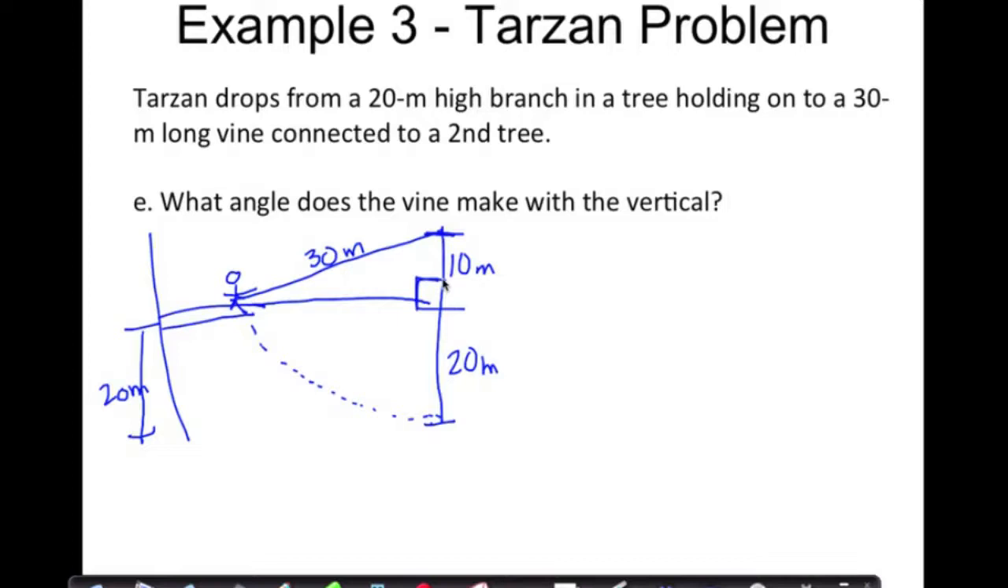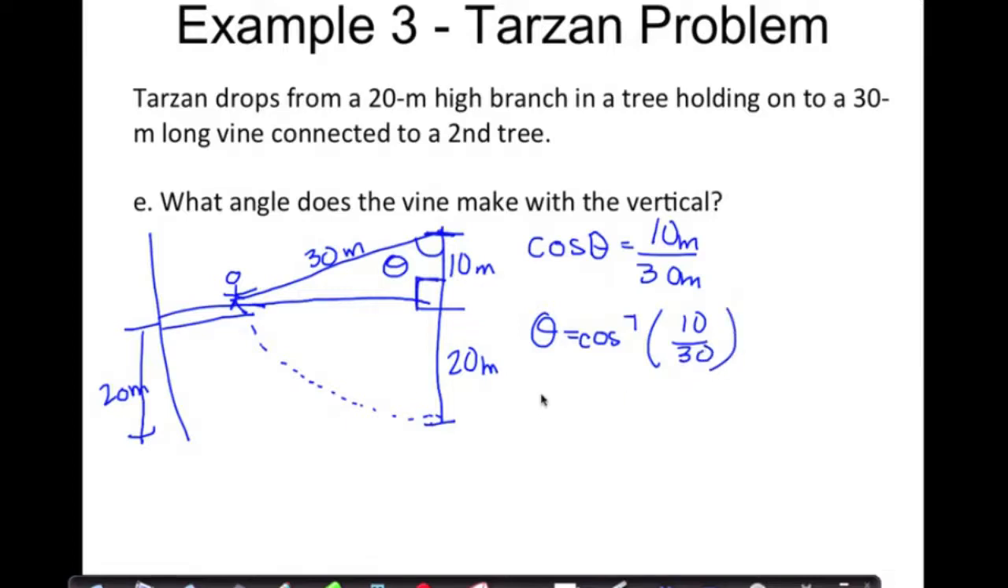So we can use our knowledge of trigonometry to find this angle with the vertical right here, theta. Well, we have the adjacent side length, 10, and we have the hypotenuse, 30. So cosine of theta is going to equal adjacent over hypotenuse, 10 meters over 30 meters. When we solve for theta, we get inverse cosine of 10 over 30. Solving for theta using a calculator, we get an angle of 70.5 degrees with the vertical.